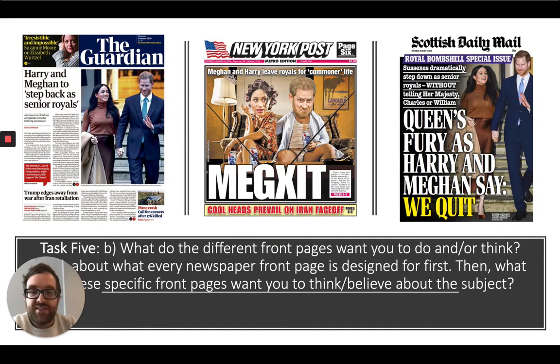The second part of the task is I asked you, what do they want you to do or think? So what are the unintentional or intentional behaviours and attitudes that the paper is trying to promote? So The Guardian seems to just want you to take it as news. They're just like, this is just the news of the day. The Guardian have their own biases, but the royal family and news related to them doesn't really seem to be one that they're going to expose here.